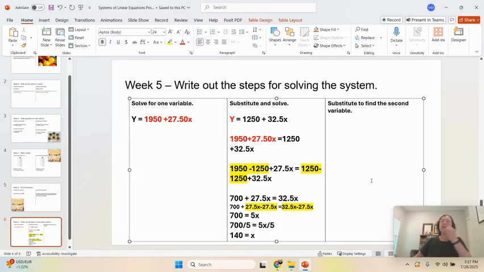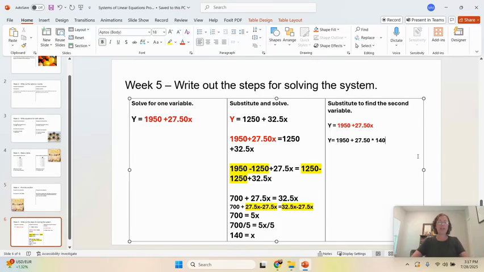Okay. Column 3 says substitute to find the second variable. So you'll notice we found out what x is. Now we got to go find out what y is. So I'm going to borrow this equation from column 1. Just a side note, if you want to use the other equation, that's fine too. And I'm going to put 140 in place of x. So I got y equals 1950 plus 2750, and then we're doing times 140. Okay, so you're going to go in your calculator now, and you're going to do 2750 times 140.